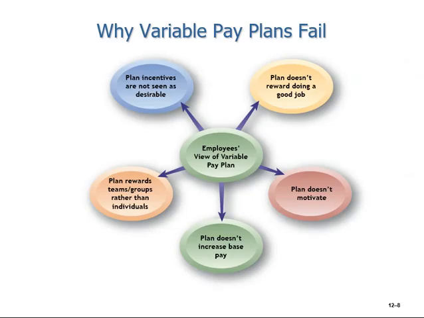In this slide, we're discussing the most common reasons why variable plans don't work out. One, the plan doesn't reward people for doing a good job. And you'd be surprised how many times people design compensation programs and they're actually rewarding the wrong behavior. So they don't get the results that they hope to get.